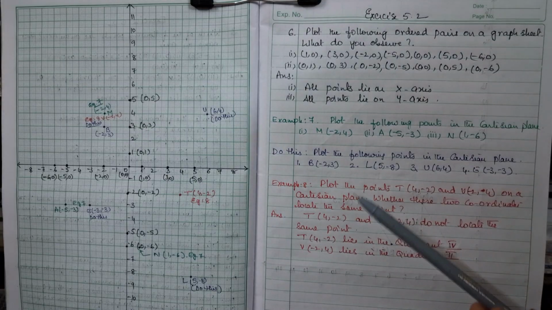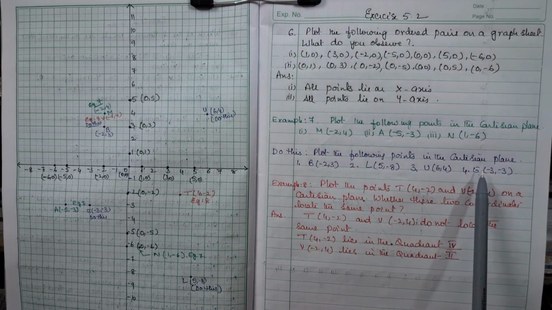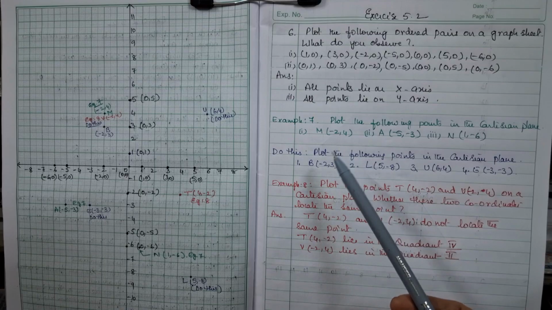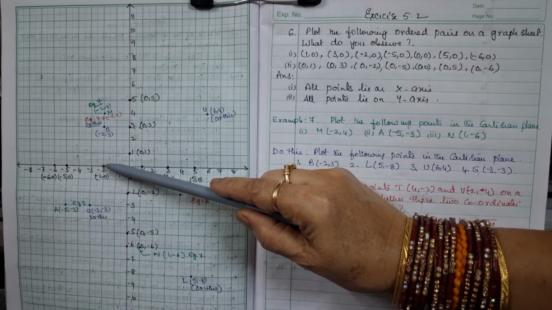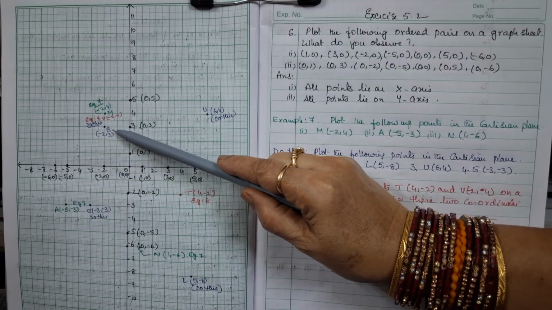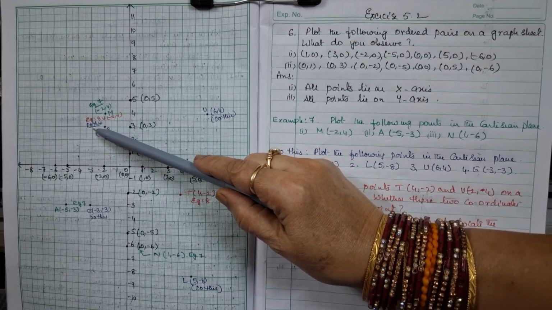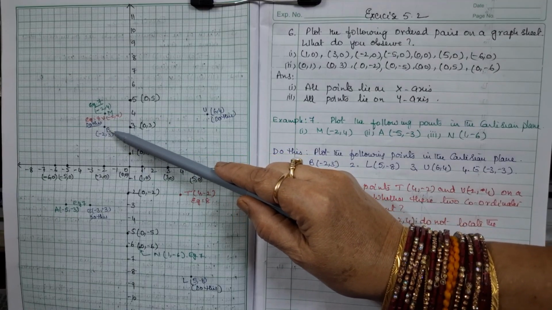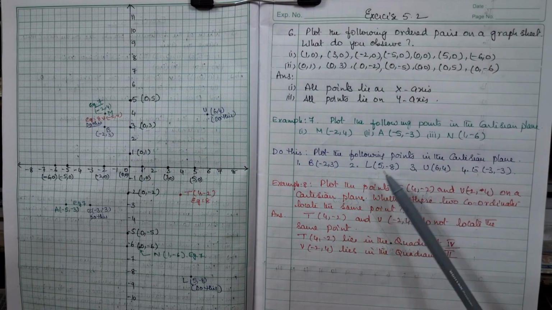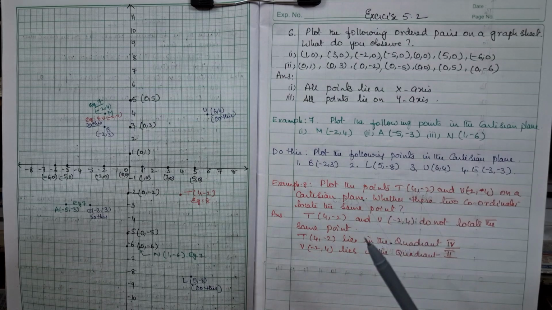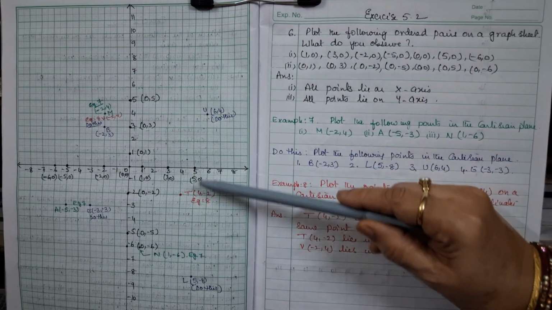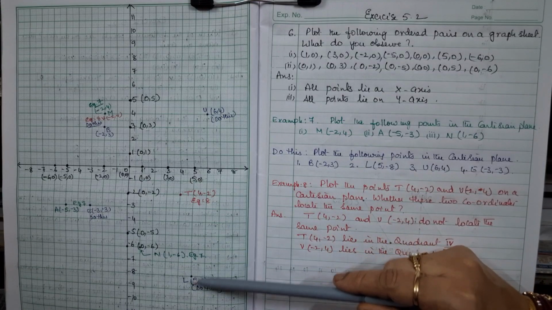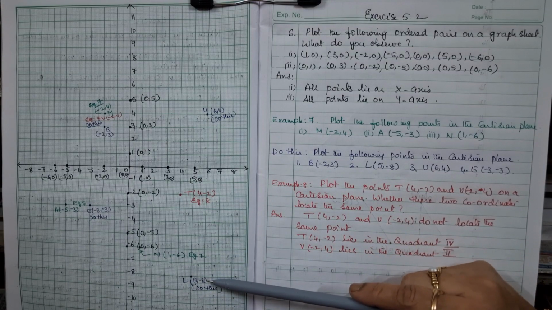Now do this. Plot the following points in the Cartesian plane. I have written it in blue ink. First one, B -2, 3. See, this is -2, 3. 3 means positive side. So this is B, -2, 3. Then L 5, -8. -8 is here. This is 5, -8. L. Do this sum, 5, -8.